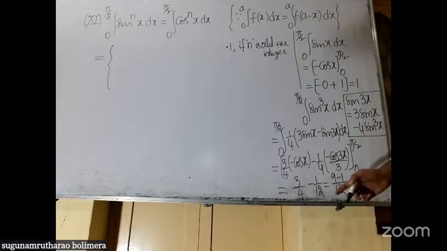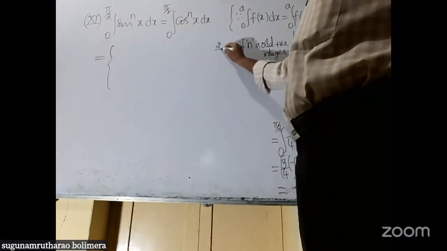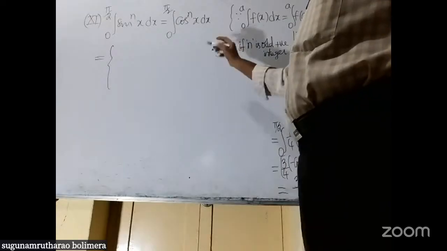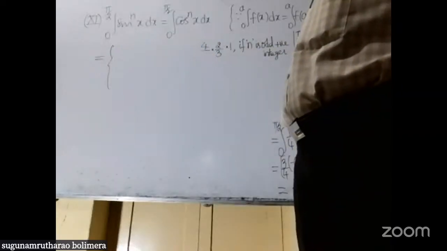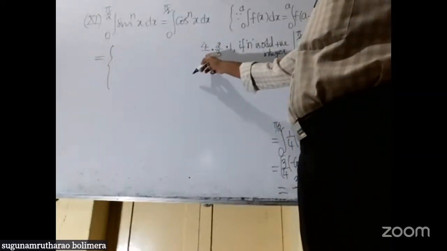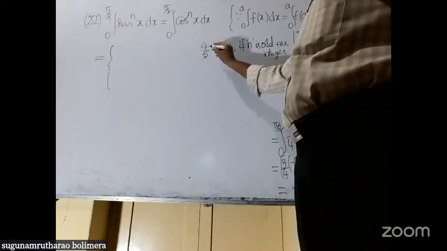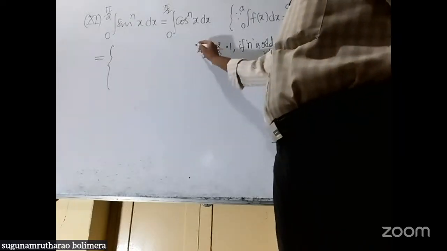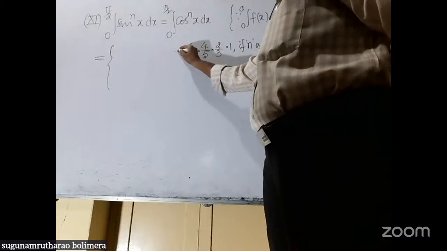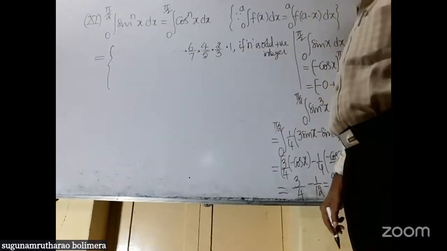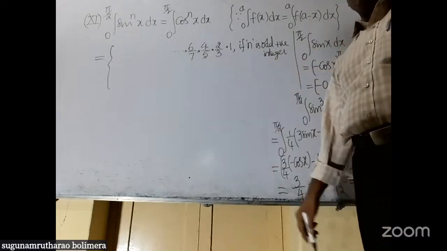Why have I written this? Just to show the previous one will be 2 by 3. And the one before will add 2 to the denominator, 4 by 5. And again, before this, 6 by 7, and so on. The numerator is 1 less than the denominator.